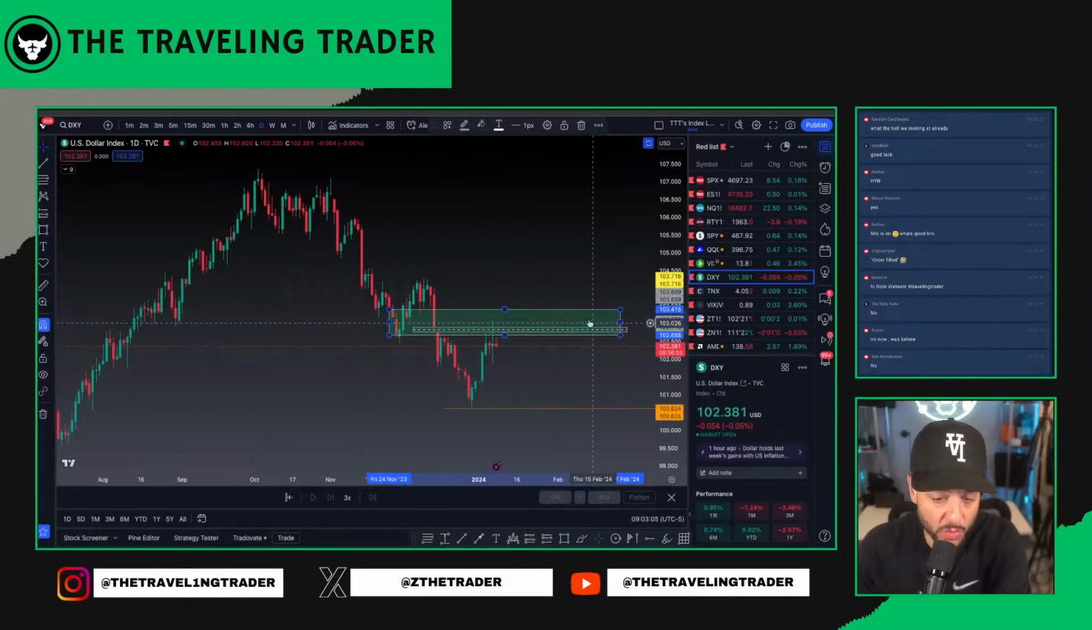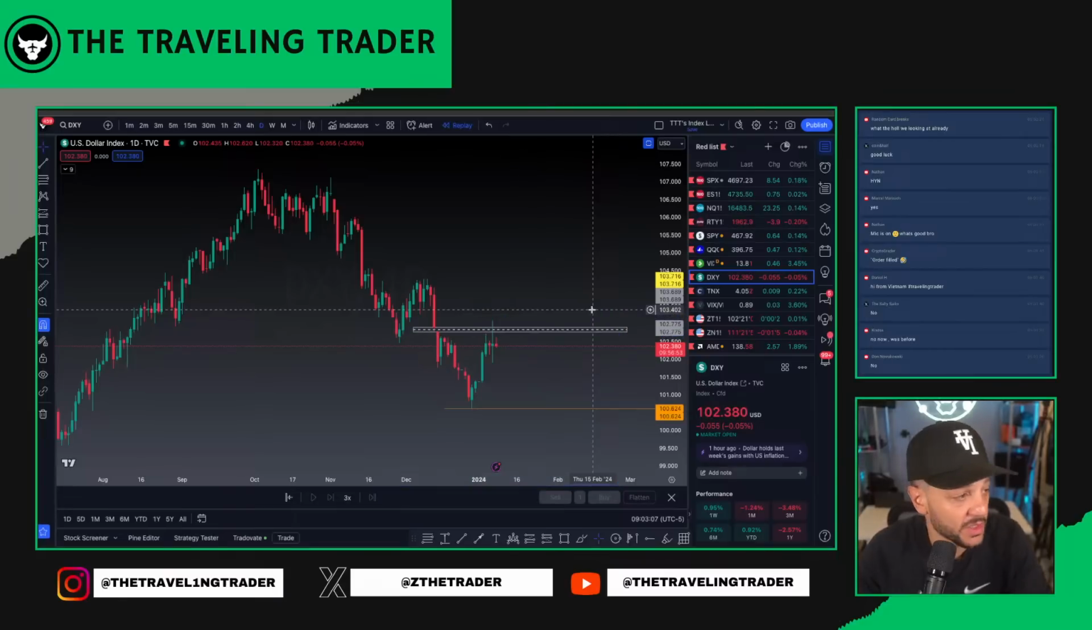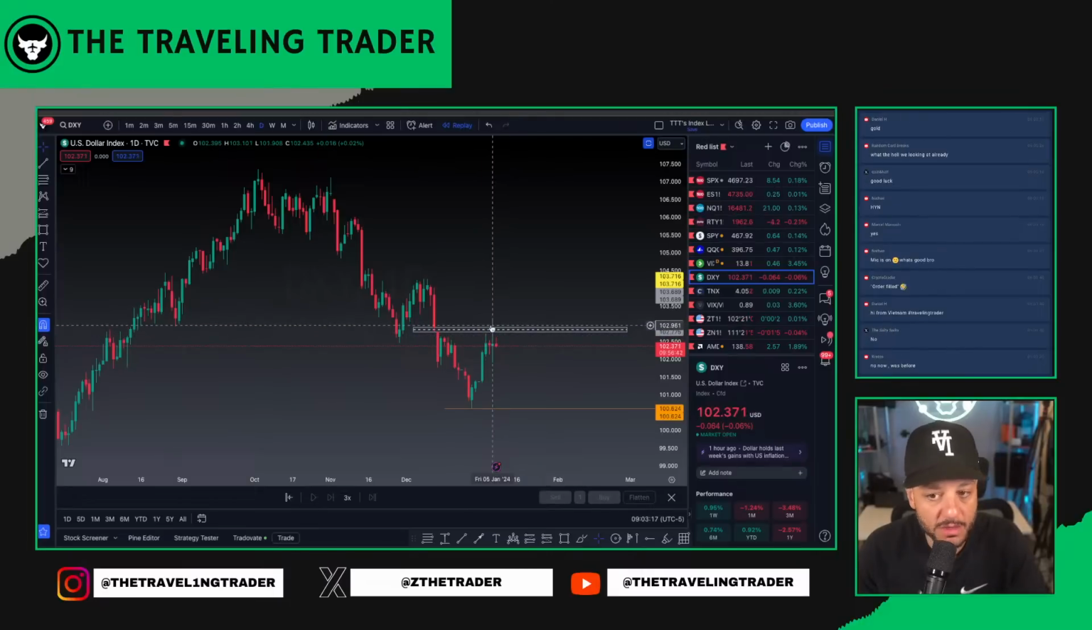So, whether you're looking at ICT concepts, whether you're looking at support resistance, doesn't matter what you're looking at. It's going to be very hard for the dollar to really push up past this here, right? It's going to be super hard for the dollar to push up past this here.